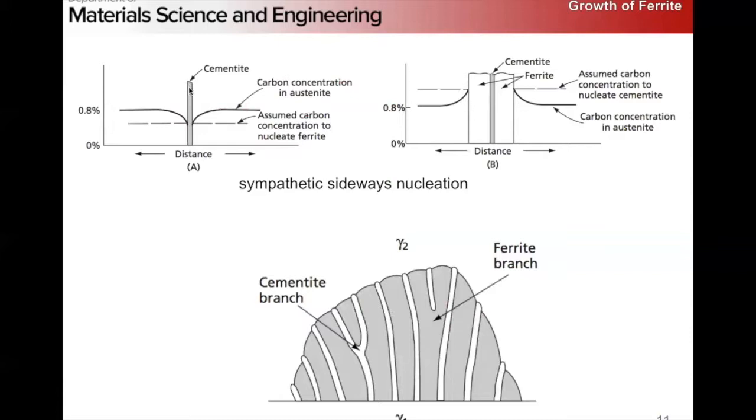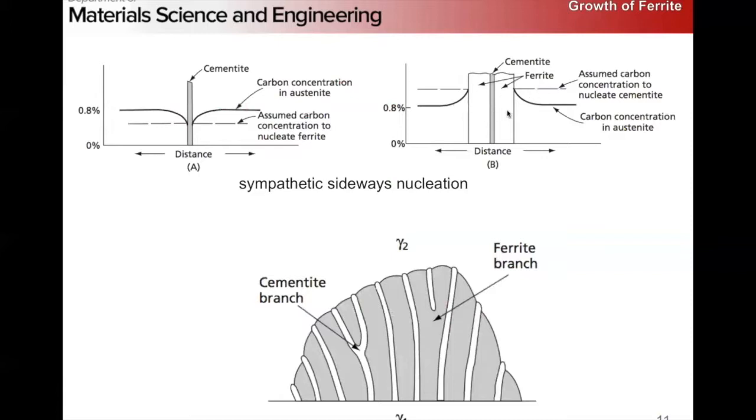The same thing happens here. If we have cementite and it's growing, it has to diffuse carbon into it. So near the interface is carbon poor relative to the bulk austenite composition, and eventually that carbon concentration gets low enough to nucleate a layer of ferrite. And that's what we refer to as sympathetic sideways nucleation.